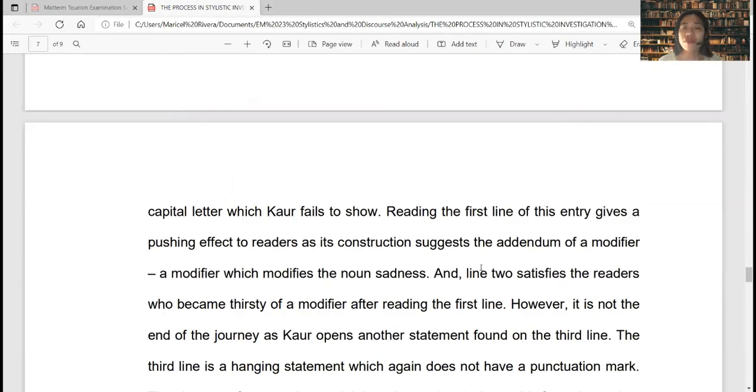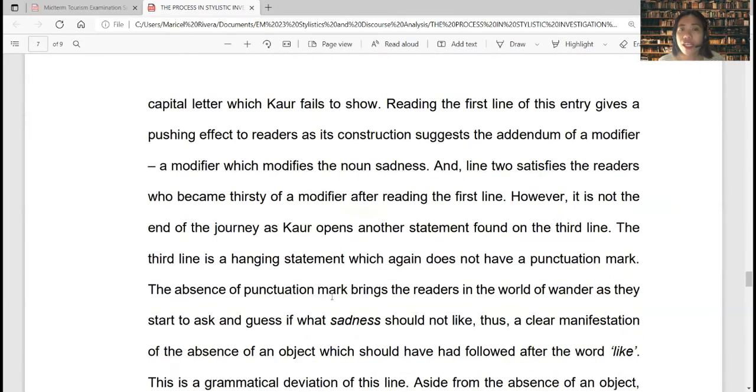So, reading the first line of this entry gives a pushing effect. Pushing meaning i-push ang reader nga mangita siya sa next nga line since there is no punctuation at all and no closure. To readers as its construction suggests the addendum of a modifier which modifies the noun sadness. And line 2 satisfies the readers who became thirsty of a modifier after reading the first line. However, it is not the end of the journey as Kaur opens another statement found on its third line. The third line here is a hanging statement which again does not have a punctuation mark.